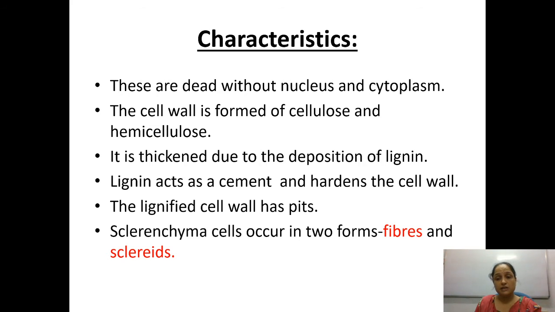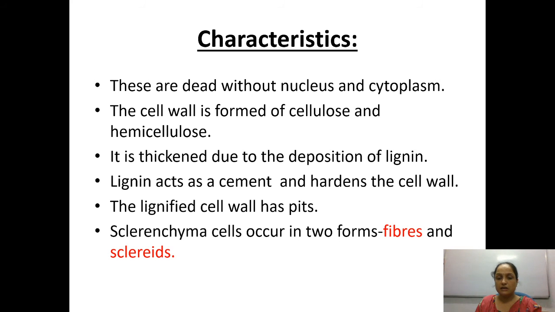Thickening is of what? Lignin. So remember this point. Sclerenchyma has the thickening of lignin, and when we talk about the parenchyma, the thickening in the edges is because of the pectin and cellulose. Now lignin has more hardness. It works like a cement. Lignin acts as a cement and hardens the cell wall. The lignified cell wall has pits. Pits means there are small hollows in it.